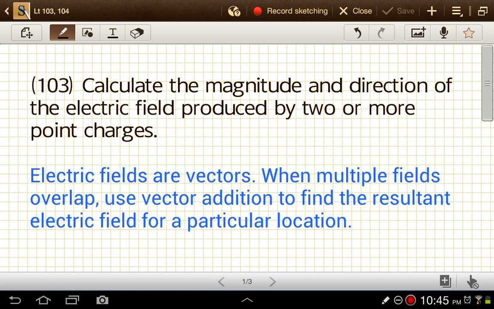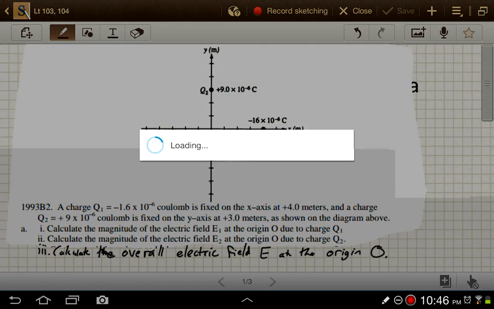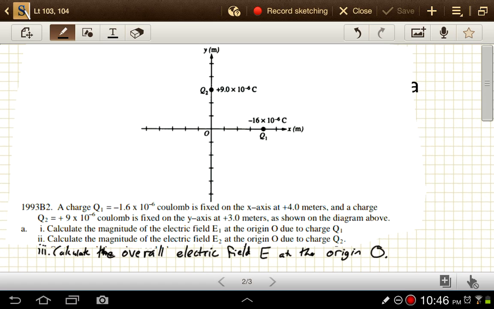Now, electric fields and forces are both vectors. So if we have several electric fields that are overlapping or that are affecting a single point in space, we're just going to use vector addition with those individual values to figure out what the resultant electric field for that location would be. So we'll practice that on this old AP exam question, 1993 one, so even before my time taking the AP exam, so a few years back, but still a good question.